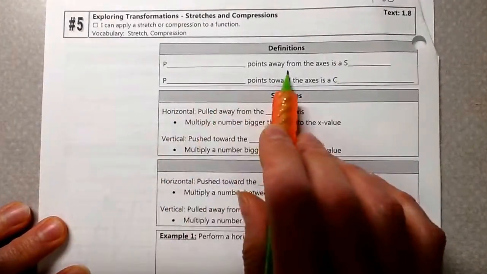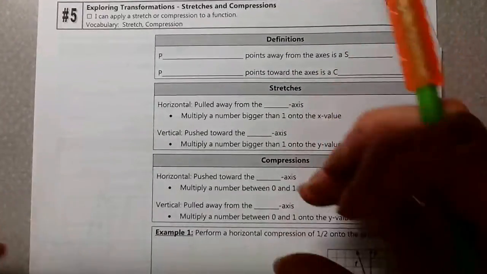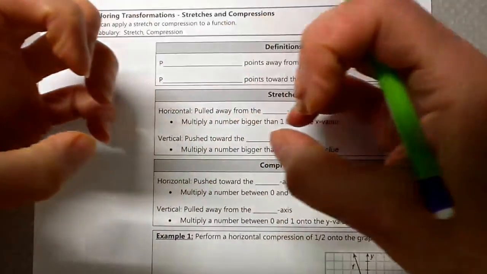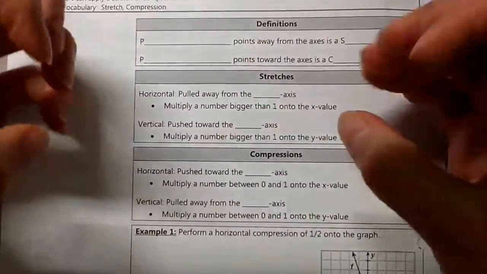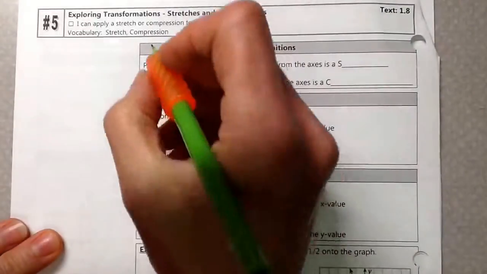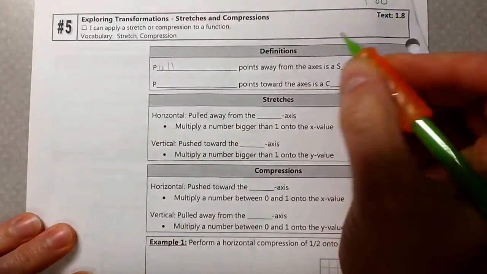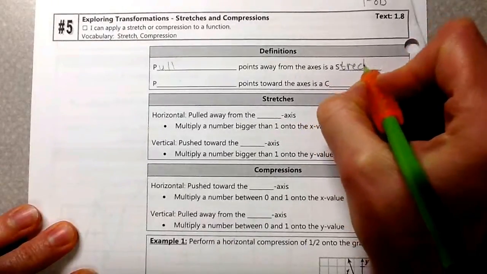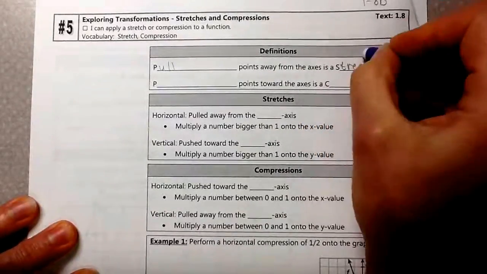When you pull points away from the axes, think of grabbing onto a function. If I take the function and I pull it away from the y-axis or I pull it away from the x-axis, it's going to stretch the function. So points that are pulled away from the axis is a stretch. Oops, I need a T in there.